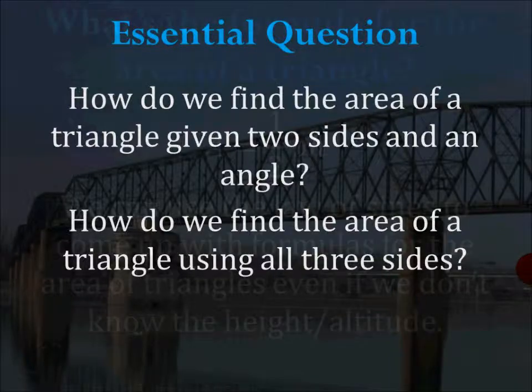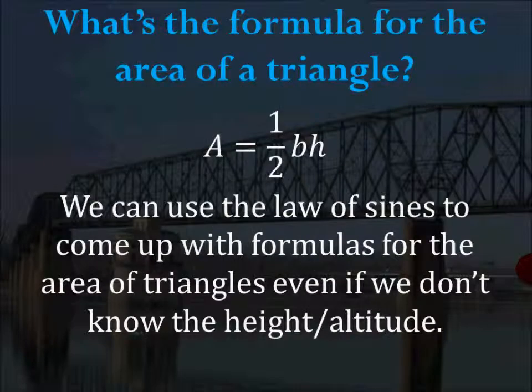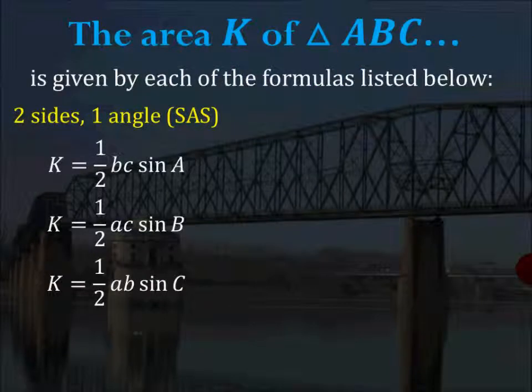Now, if you remember, the formula for the area of a triangle is 1/2 the base times the height. But the height requires that it's an altitude from one vertex to the opposite side. Well, we can use the law of sines to come up with formulas for the areas of triangles even if we do not know the height or the altitude. Isn't that spiffy? I thought so too.